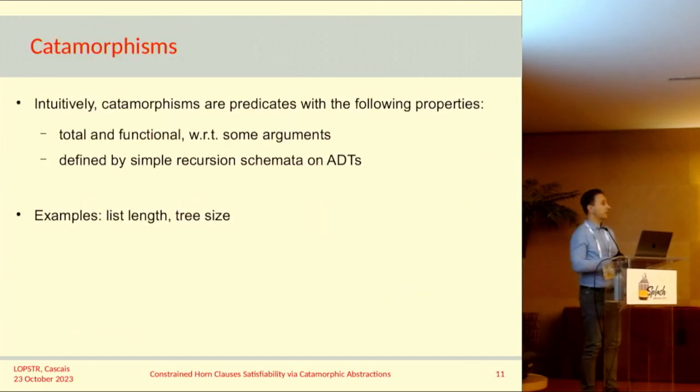What are catamorphisms? So intuitively, they are predicates that are total and functional with respect to some of their arguments, and are defined by simple recursion schemata.